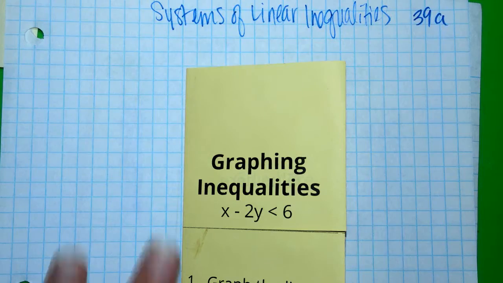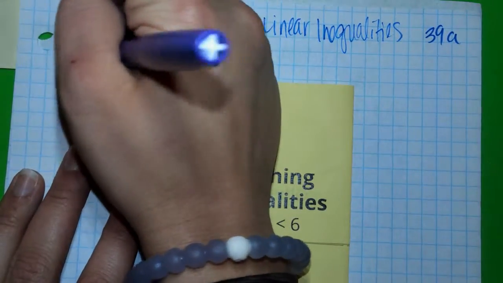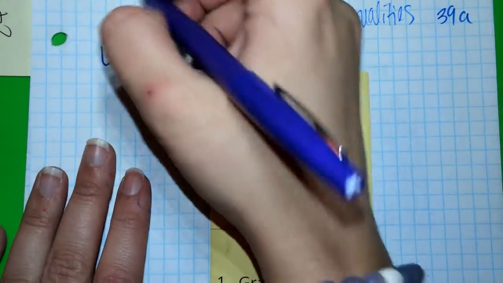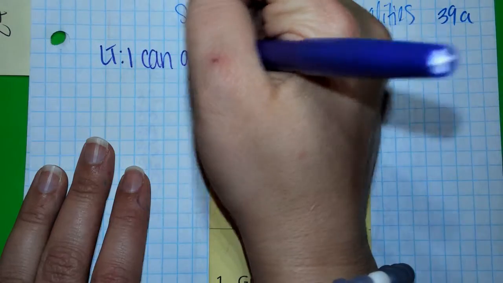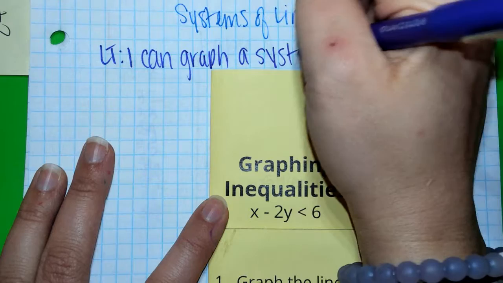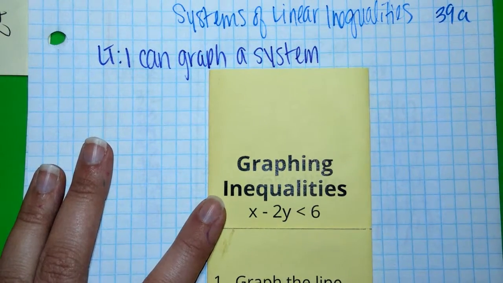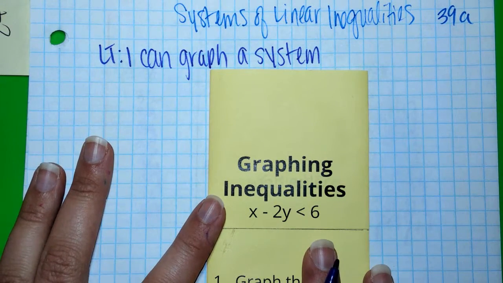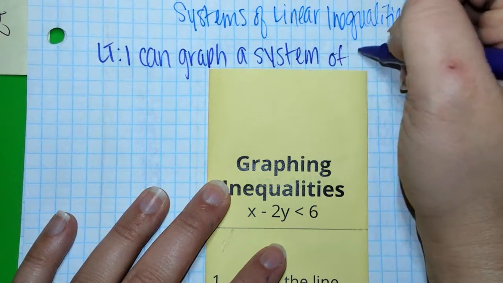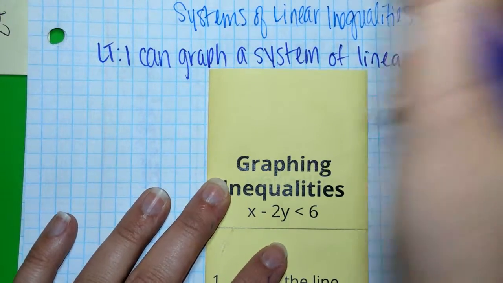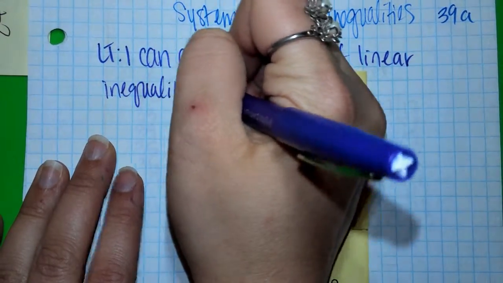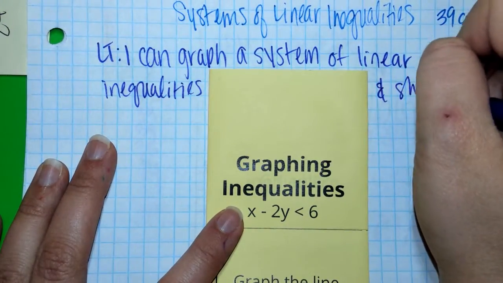Alright, so today, our goal and our learning target says: I can graph a linear system of linear inequalities and shade.